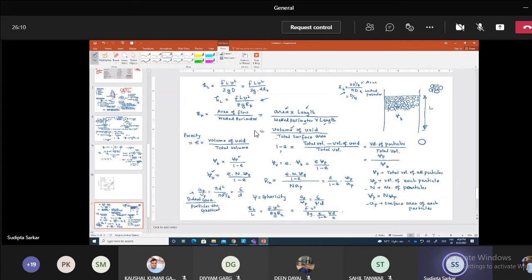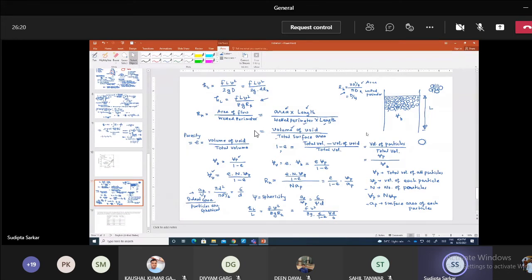Before I go into the next slide, let us see what this velocity is. The velocity is the overall velocity, which is given by V equals Q by A, where capital A is the total cross section of our system.